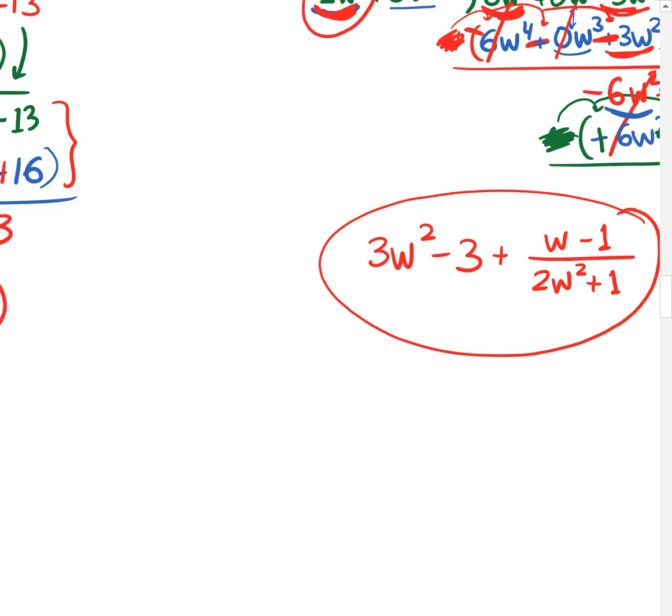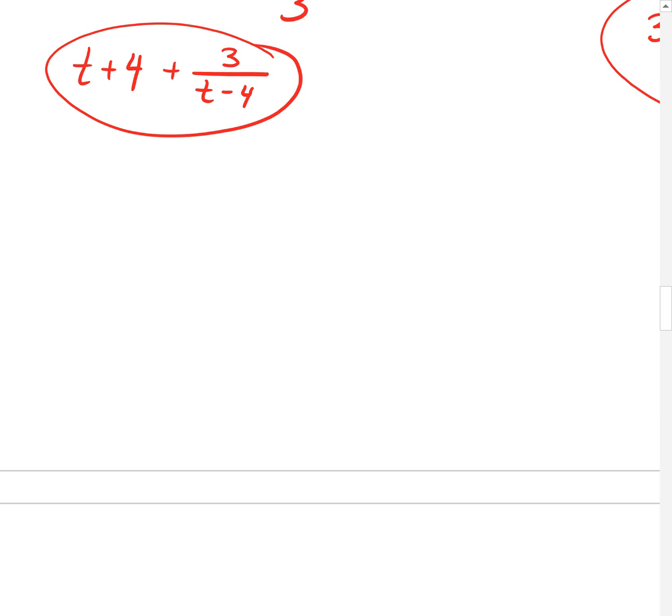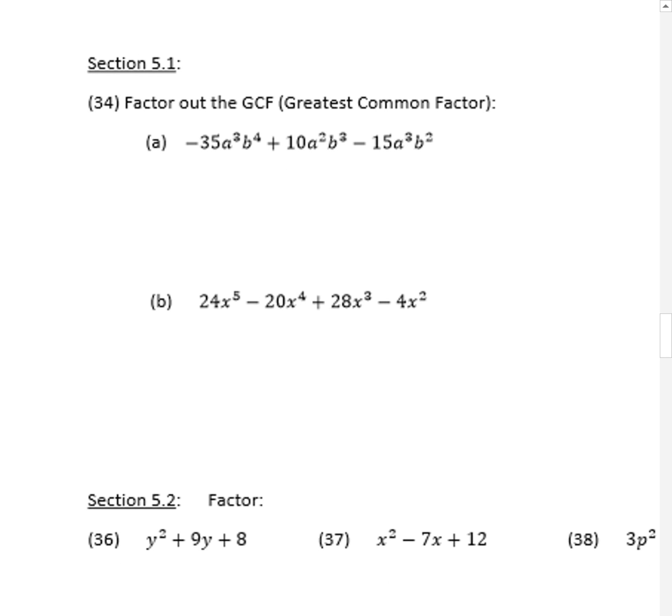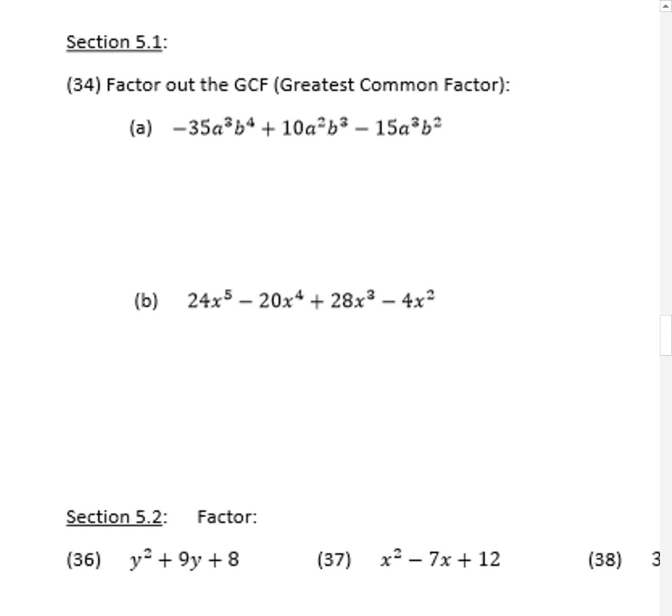Pretty complicated looking. Alright, I think we're doing pretty good. Division's kind of complicated. Now we'll move on to factoring. So this is reviewing all the factoring techniques. The first one, this section 5.1, is just factoring out the greatest common factor.